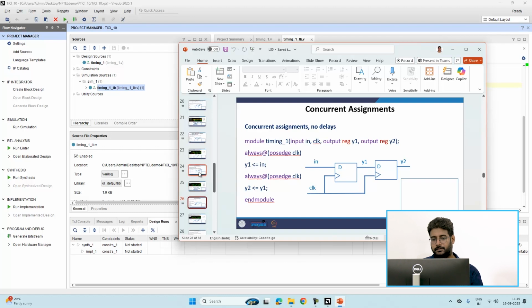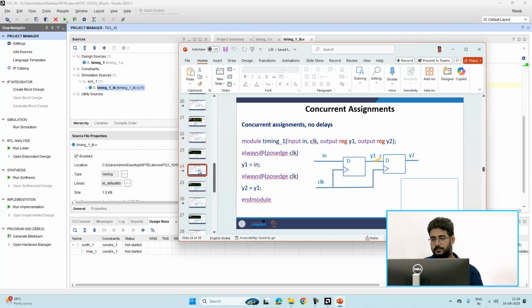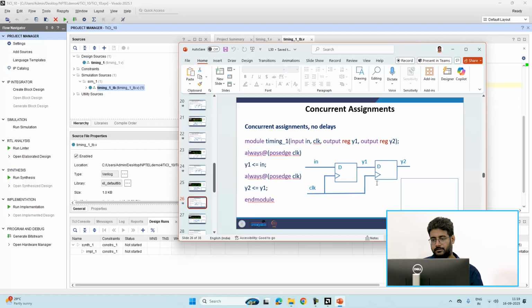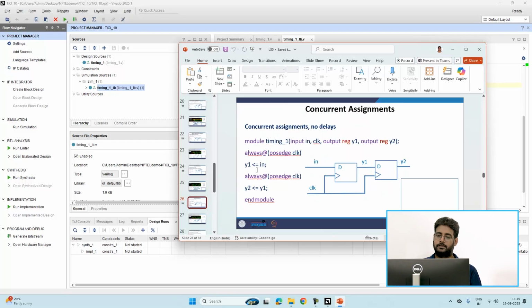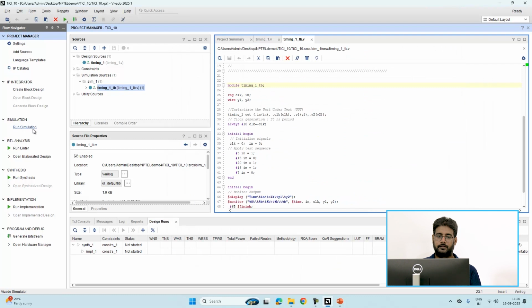So what does it infer? This looks similar. Let us check the output. Does it change or not? Because of these non-blocking statements, this Y2 is assigned the value of Y1 only at the next clock cycle, that is the next positive edge of clock. So we'll check with the simulation. Here it is.